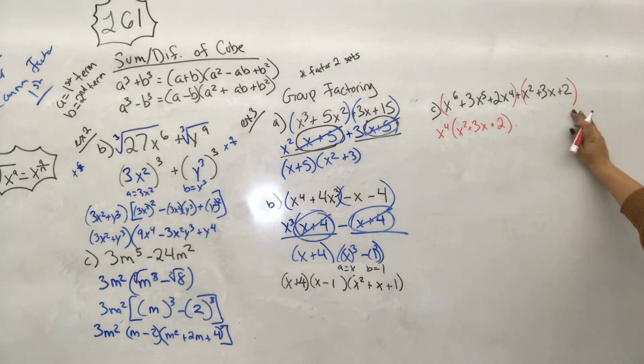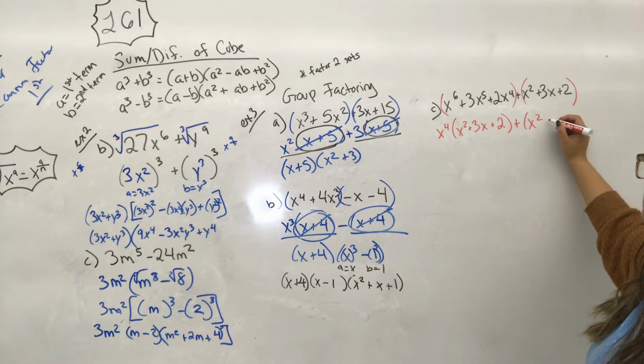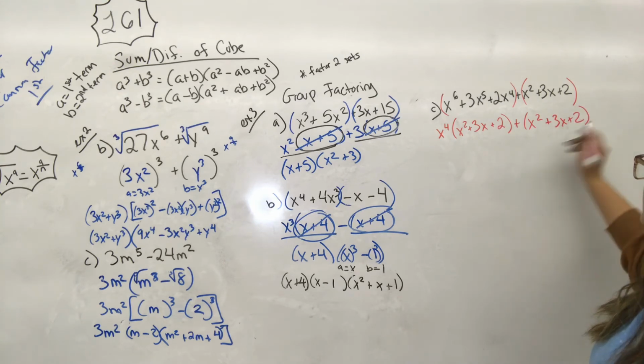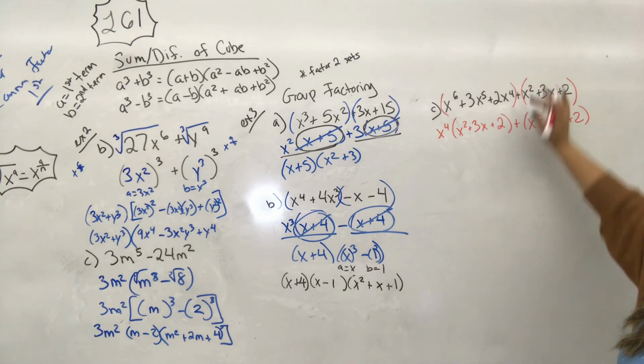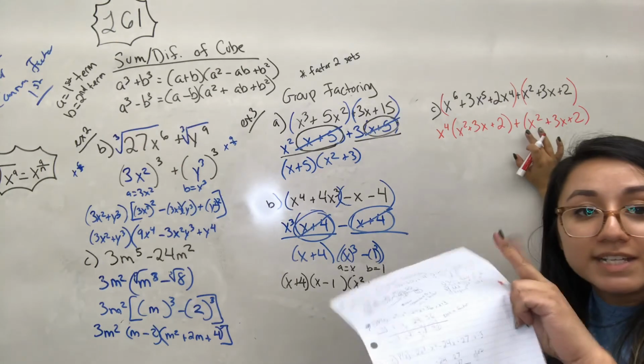Looking at your second one, you can't factor anything out. You just leave it as plus x squared plus 3x plus 2. Again, always keep in mind, put that plus sign there. Even though we're factoring the first 3 and the second 3, you always try to put a plus sign or minus sign in between the 2 you're trying to separate.